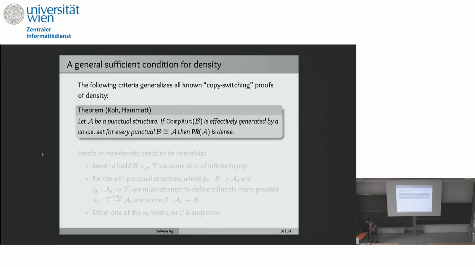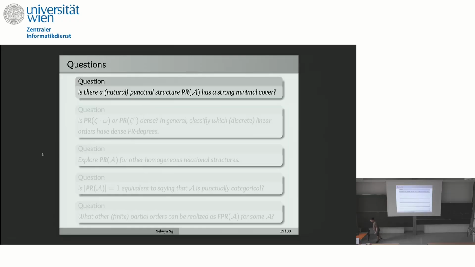Okay, so let me end the first part with a few questions, which may or may not be interesting. The first question: is there a natural structure where the degree structure is not dense? We know that there are naturally occurring structures whose degree structure is not dense, but in all of these examples the non-density was witnessed by an interval. So we do not know if you can have a strong minimal cover, which is a slightly technical notion. This seems to be difficult.